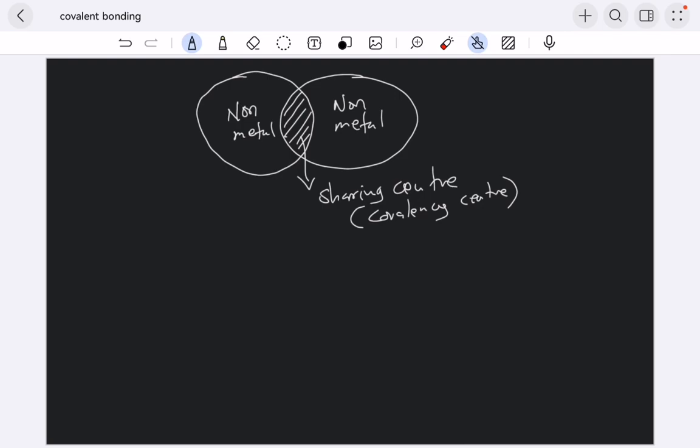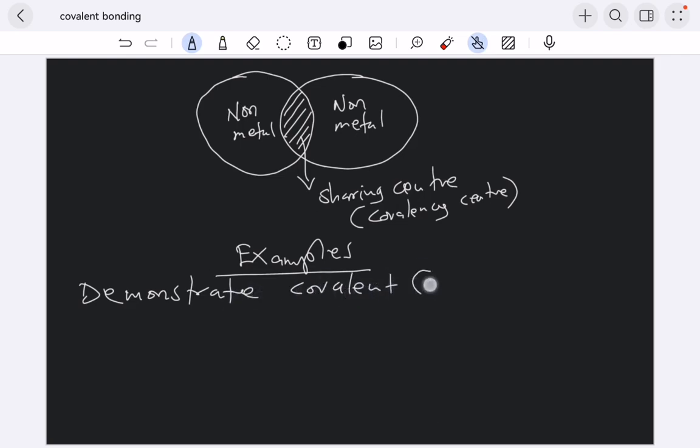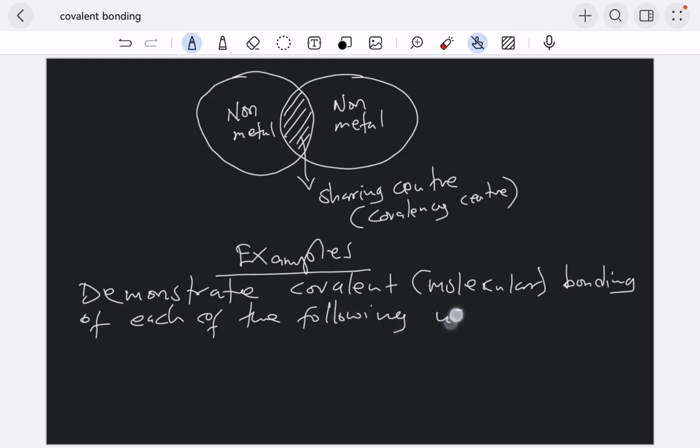Let's quickly look at examples. Demonstrate covalent, which is also known as molecular bonding, of each of the following using cross and dot diagram.